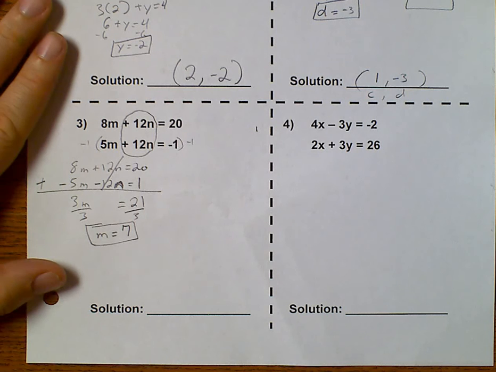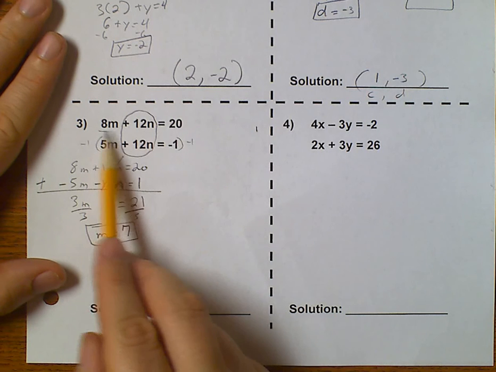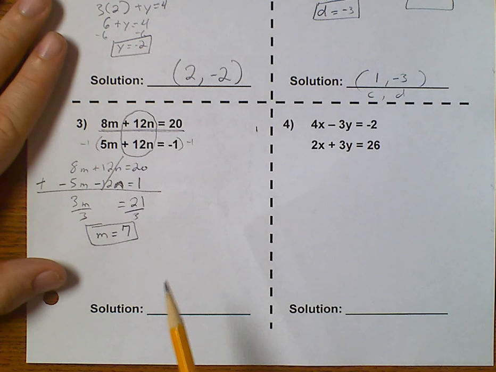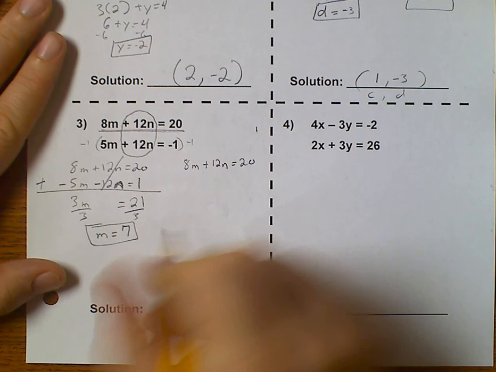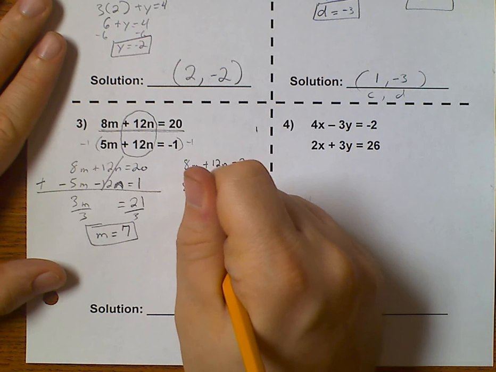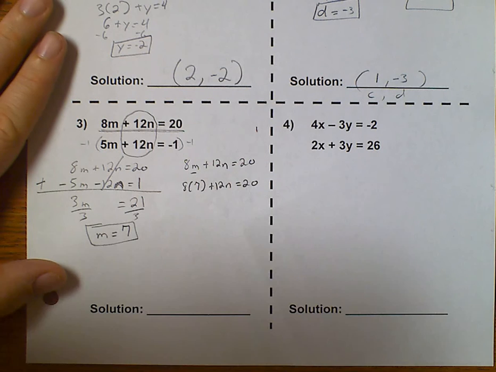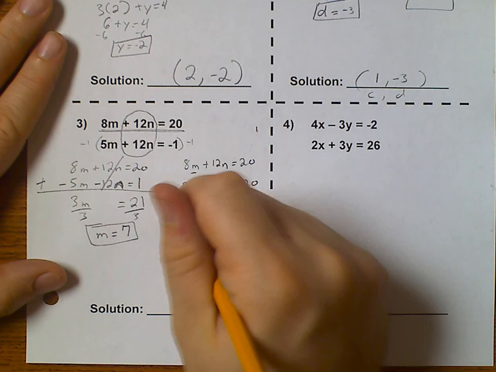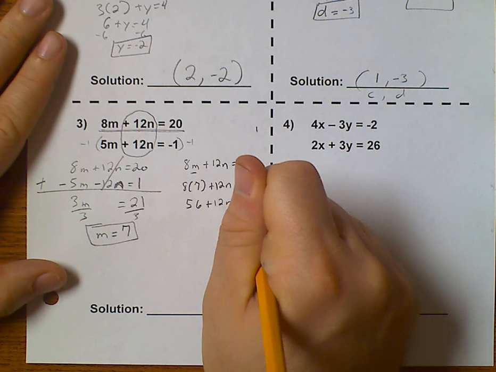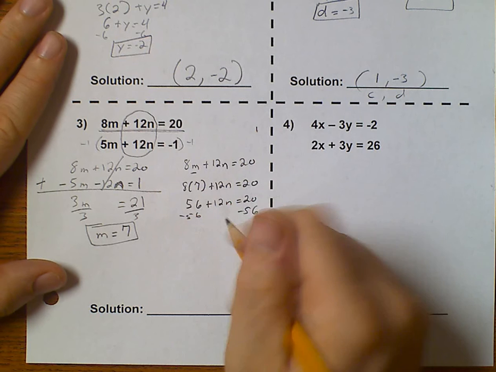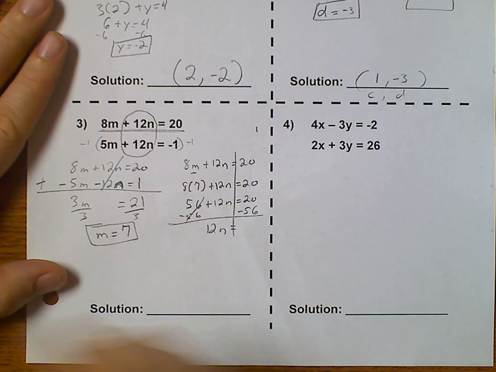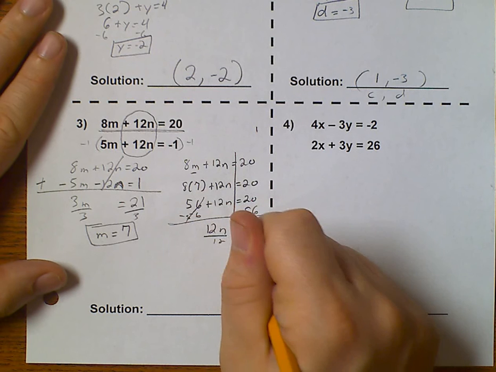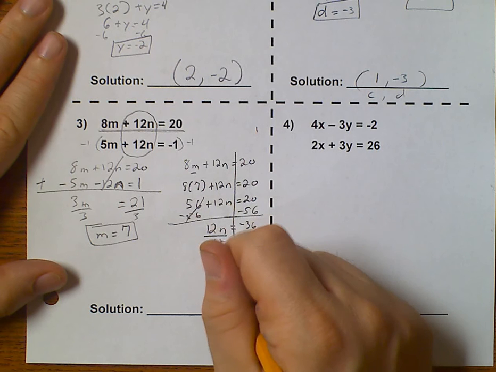Again, I'm going to plug into either equation. I'm actually going to go ahead and go with this one for a couple of reasons. One, I went with the bottom on the first two. And two, all of my numbers are positive. Makes it a little bit nicer. And so 8m plus 12n equals 20. Replace the m. So 8 times 7 plus 12n equals 20. 56 plus 12n is 20. Subtract the 56. I get that 12n equals a negative 36. Divide both sides by 12, and I get that n equals a negative 3.